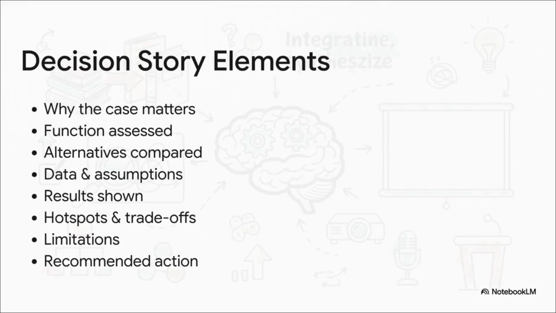Here's the thing, your narrative actually has to connect all these pieces. You've got to explain why the case matters right out of the gate. Then lay out the function you assessed and the alternatives you compared. Be super transparent about the data and assumptions you used. Show us the results, highlight those tricky hotspots and trade-offs, own your limitations, and then hit us with your recommended action. It's like building a puzzle where every single piece is absolutely crucial to the final picture.